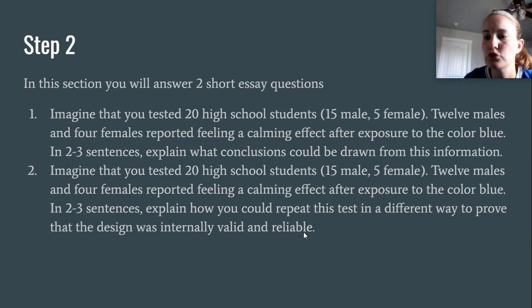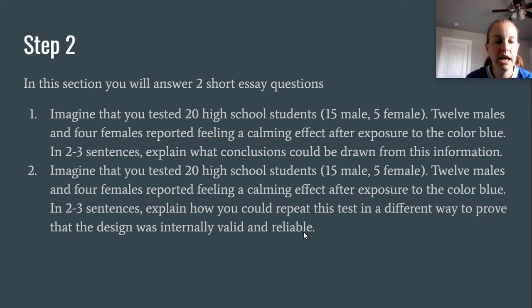The second step is just 2 short essay questions. Again, this one doesn't have any multiple choice, it's just the essay questions. So number 1, imagine that you tested 20 high school students, 15 male, 5 female. 12 males and 4 females reported feeling a calming effect after exposure to the color blue. In 2 to 3 sentences, explain what conclusions could be drawn from this information. So look at the information, analyze it, and say, this is what we can conclude based on that information.